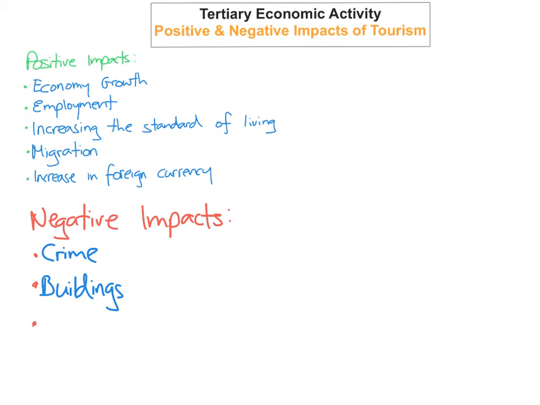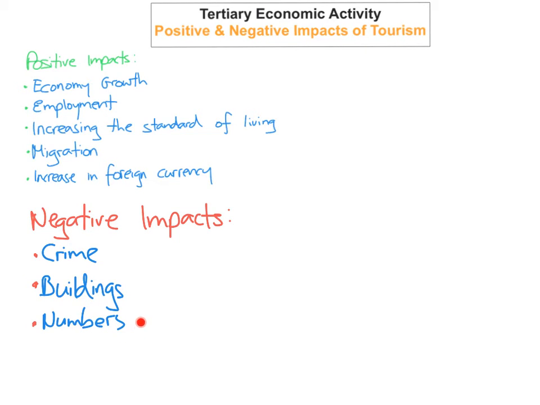The third negative impact I'm going to put down is numbers. Sometimes an area can become so popular that too many tourists visit the area, and what happens then is it can destroy the whole appeal of the area.